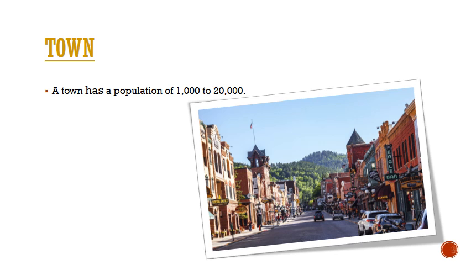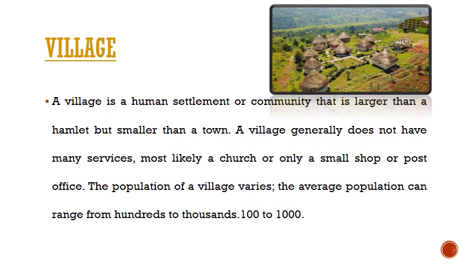Town. A town has a population of 1,000 to 20,000 people. Village. A village is a human settlement or community that is larger than a hamlet but smaller than a town. A village generally does not have many services, most likely a church or only a small shop or post office. The population of a village varies. The average population can range from hundreds to thousands.